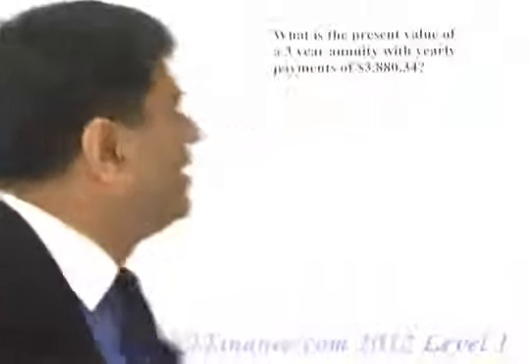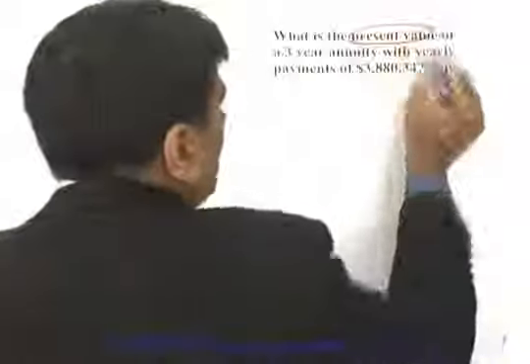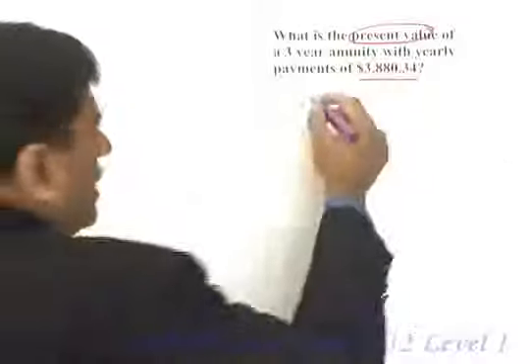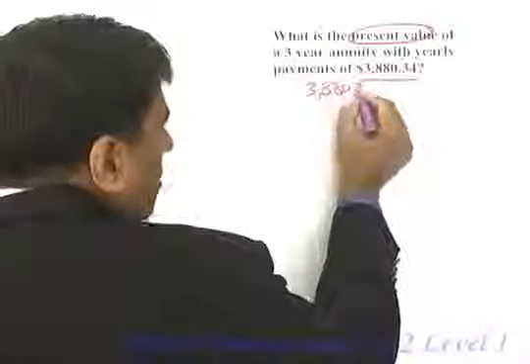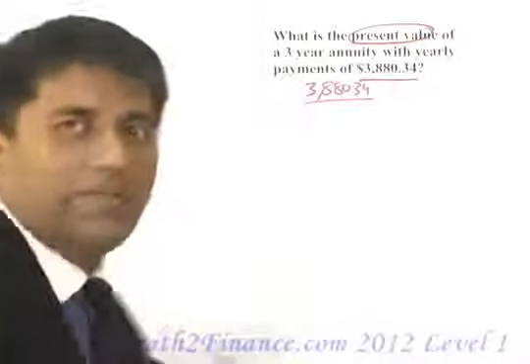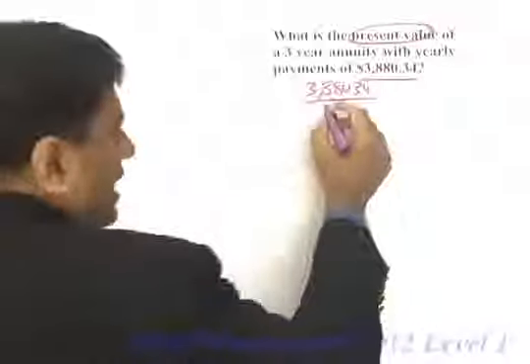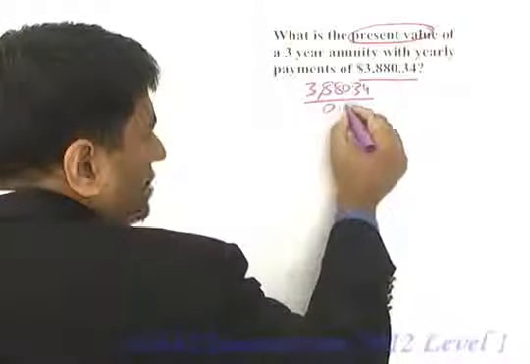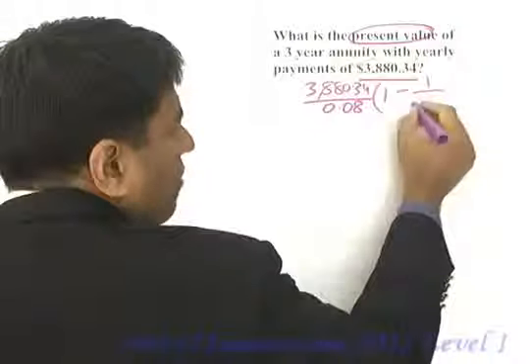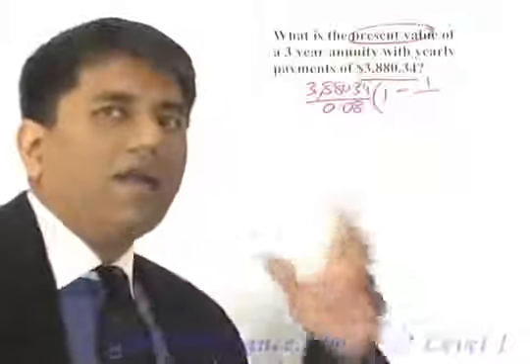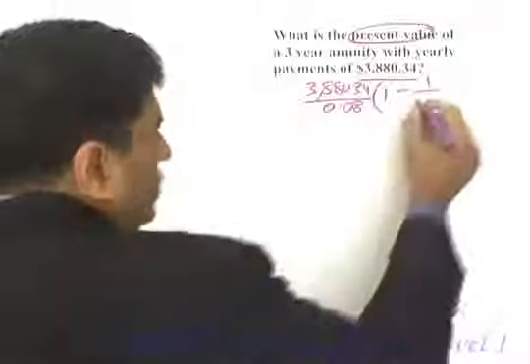So what is the present value of an annuity with yearly payments of 3,880.34 over 3 years? Using the annuity formula, we will have 3,880.34 divided by the rate of discount, which here is 8%. That's 0.08 into 1 minus 1 upon 1 plus r to the power 3. So that will be 1.08 to the power 3.